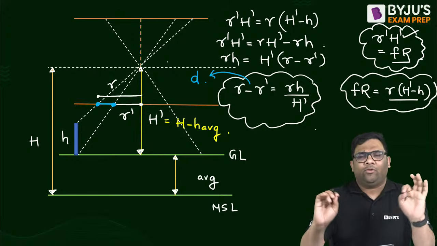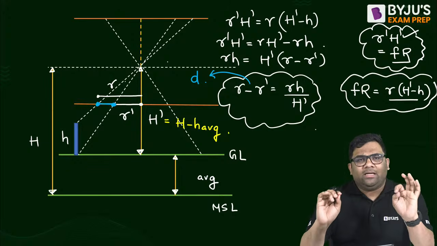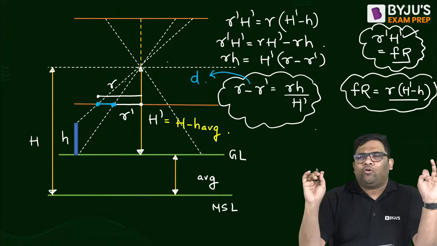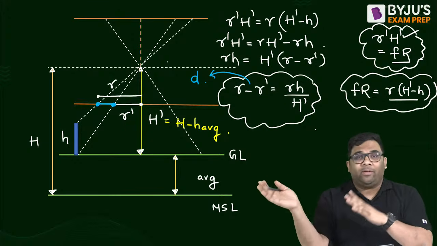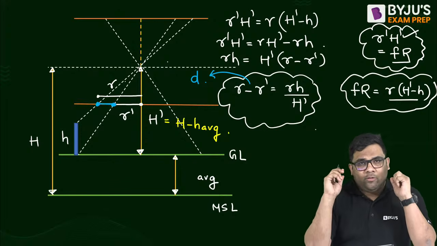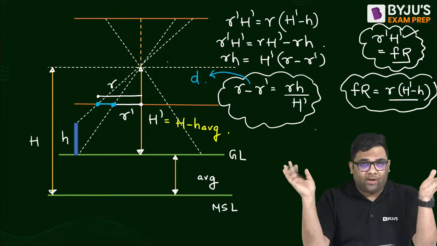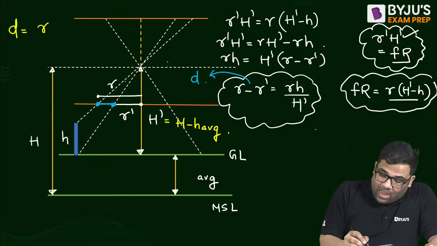Now I'll be taking regular classes. Continue the classes, follow the guidance, follow whatever I'm telling. No need to worry, only focus on numerical solving and understanding the background theory. I will be telling the background theory also, and you solve the questions. So from here I can say the relief displacement is equal to R H by what? H minus H average, right?